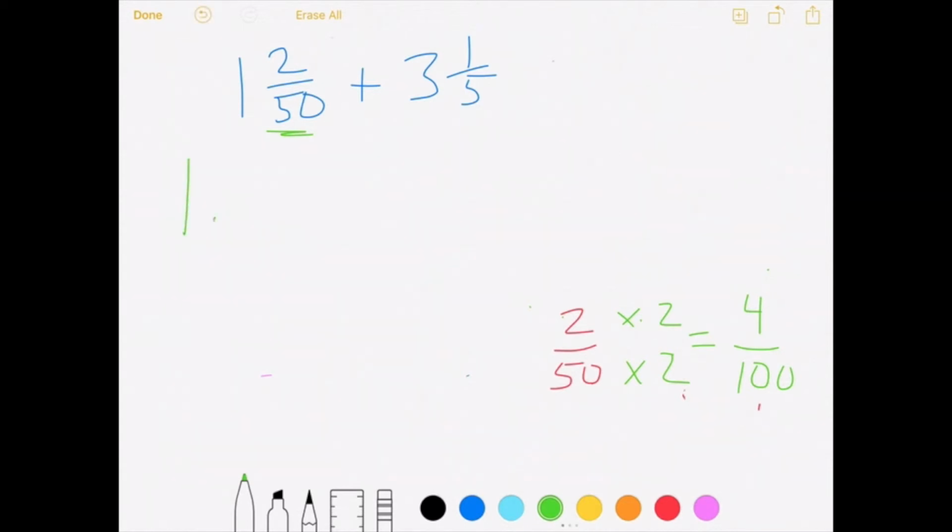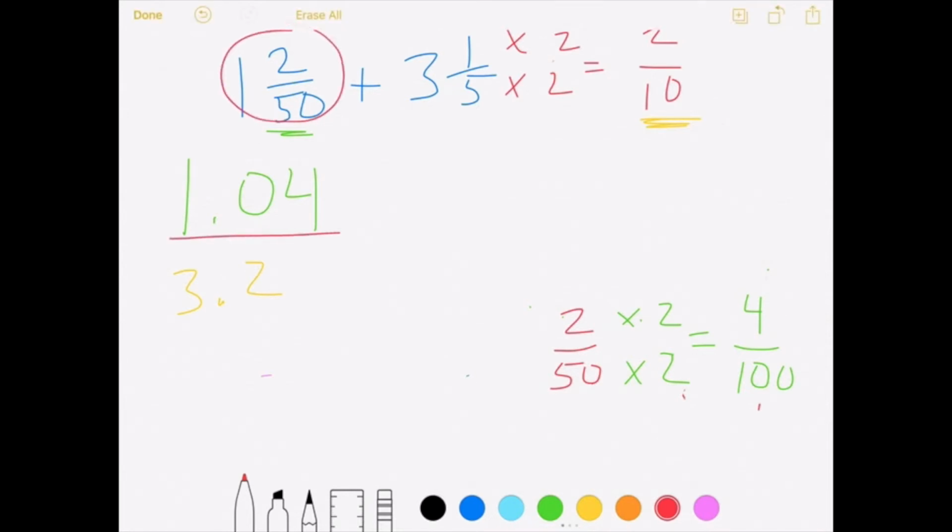1 and 4/100. For the 1/5 up here, you could multiply the top and bottom, the numerator and denominator, by 2 and get 2/10. So that 2/10 could be written like this: 3 and 2/10. So what we ended up with is 1 2/50 became 1 4/100, and 3 1/5 became 3 2/10.